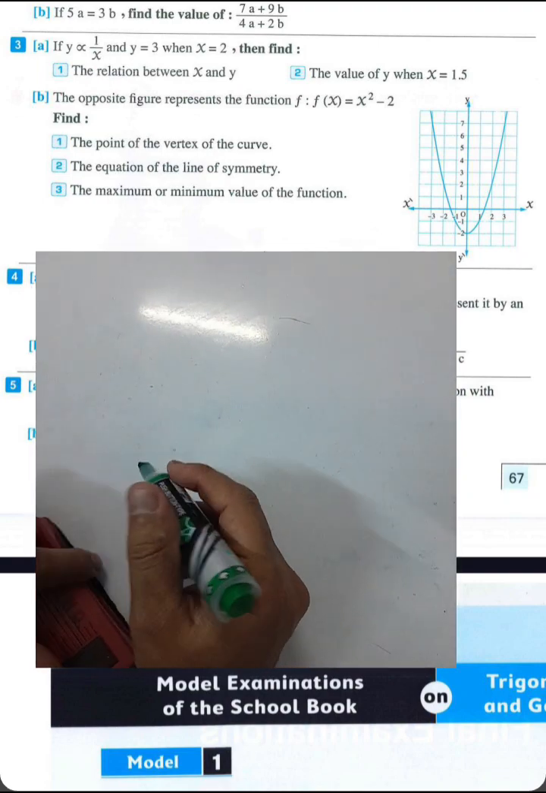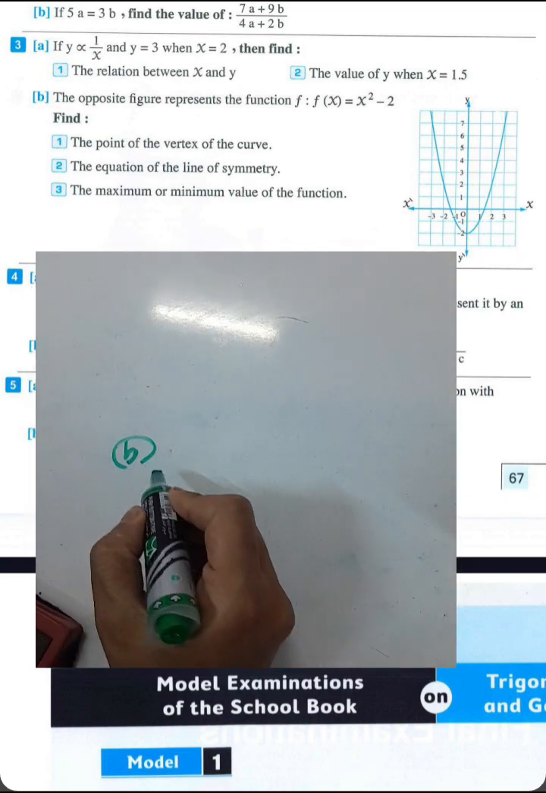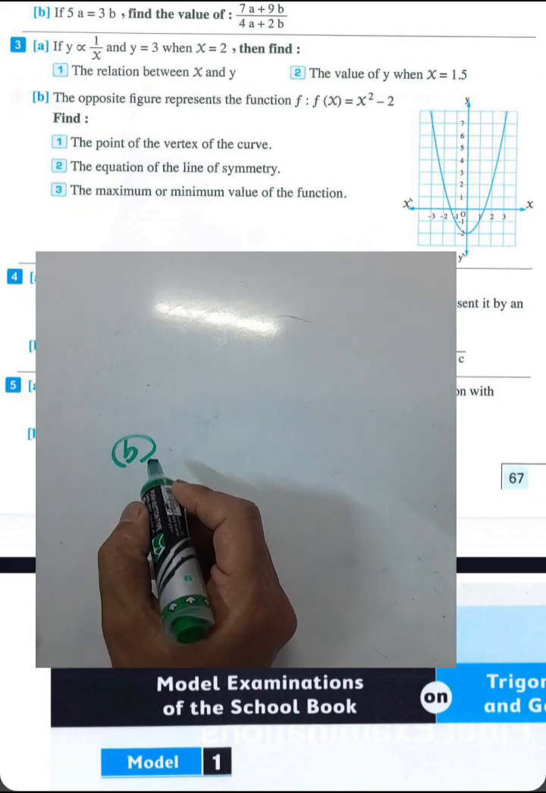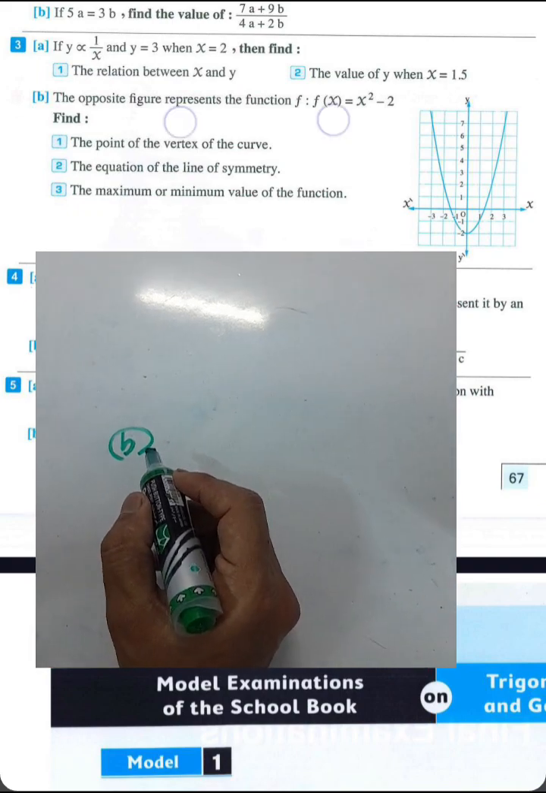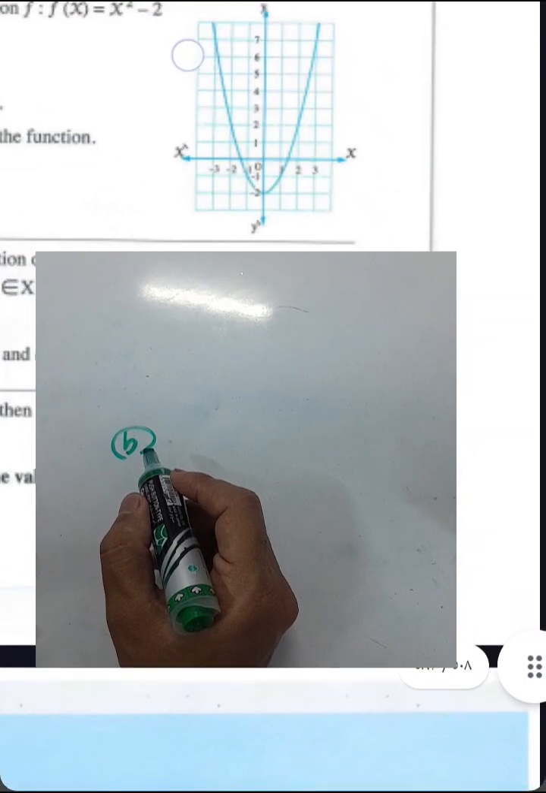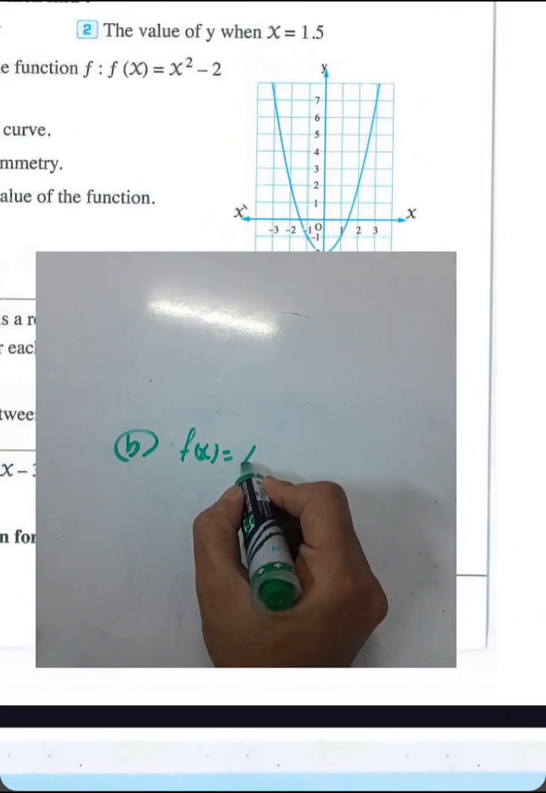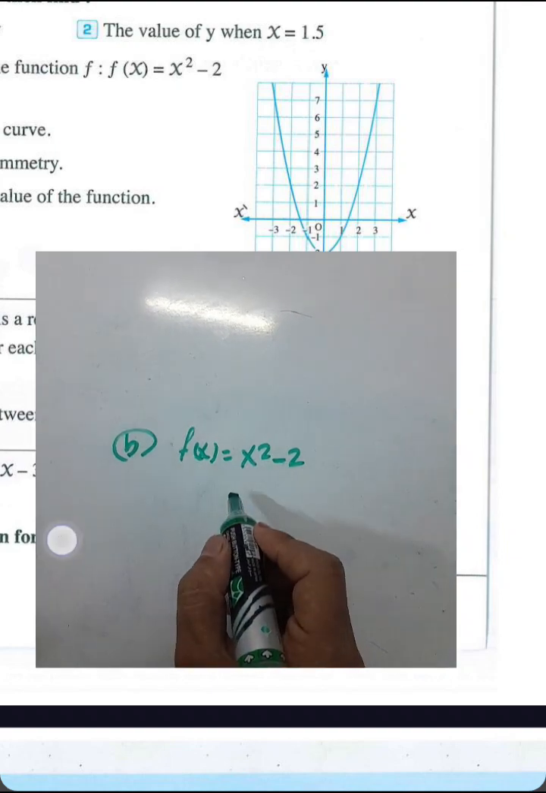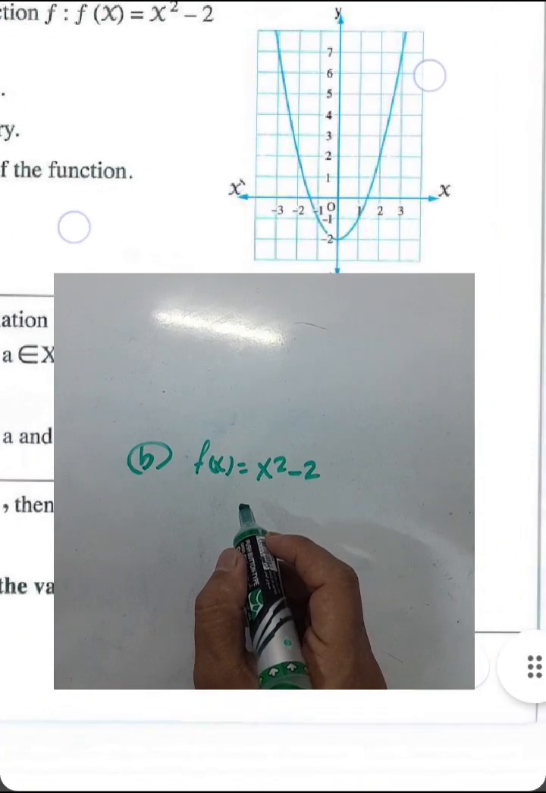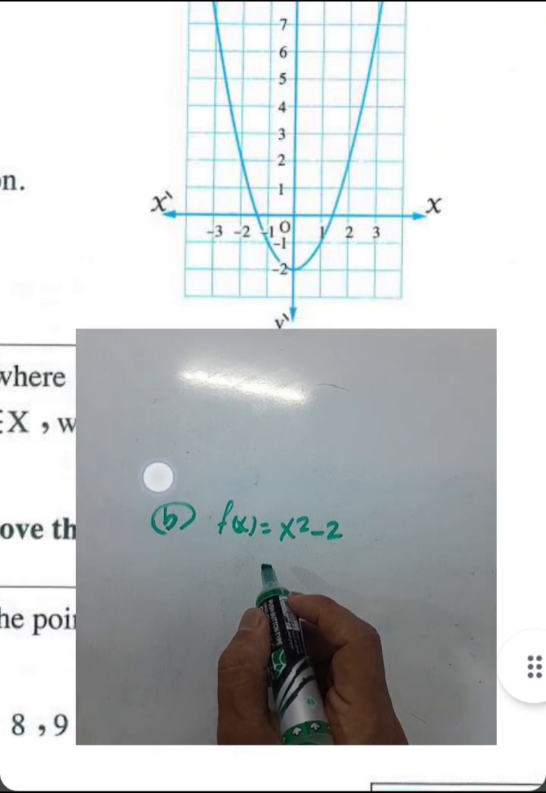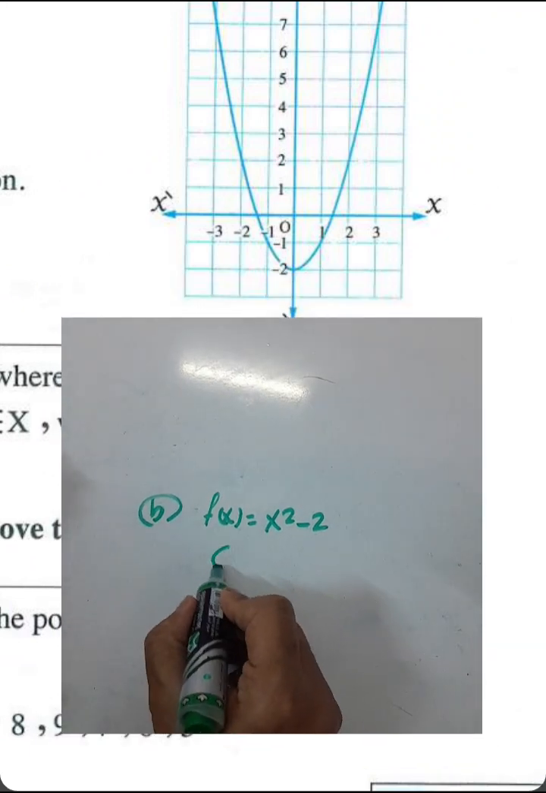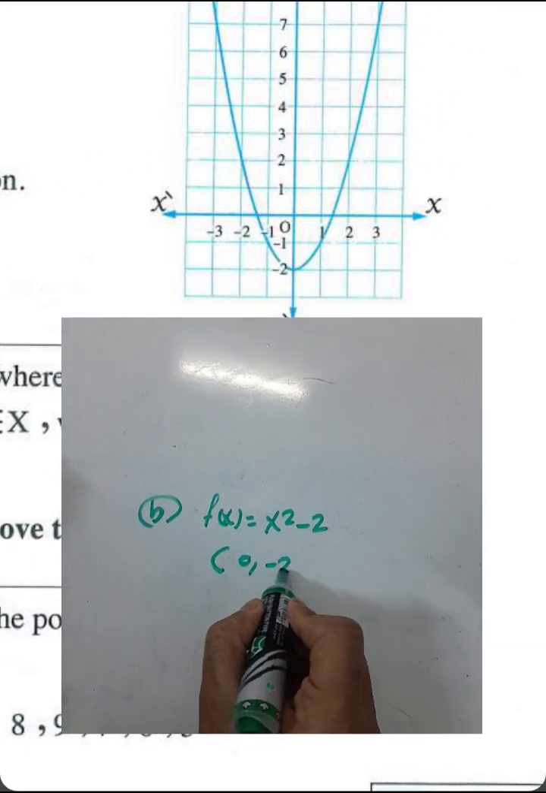Pay attention with me about question letter P here. Here you want to find the point of this curve. We have the function f of x equals x power 2 minus 2. At the vertices here it will be 0 and negative 2. The vertex of this curve will be 0 and negative 2.